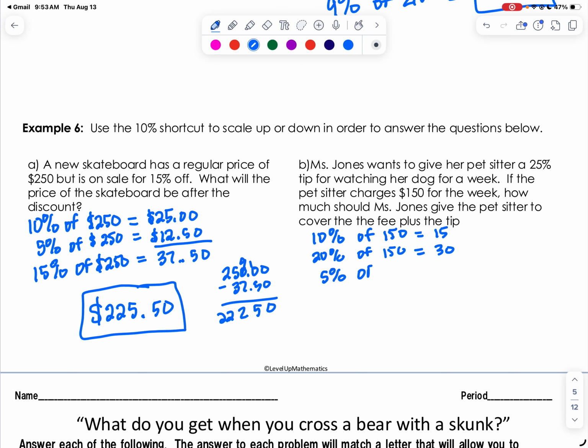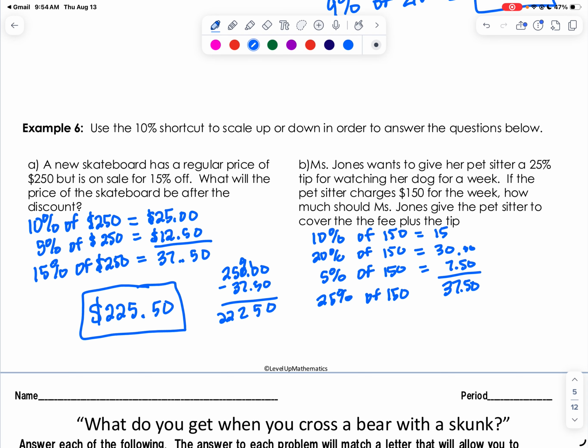5%, I would take half of the 15, which would be $7.50. So 25%, I would add the $30, that's the 20%, plus the $7.50, which is the 5%. So that would be $37.50.